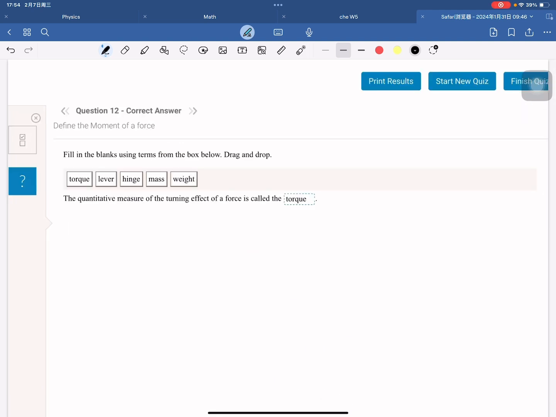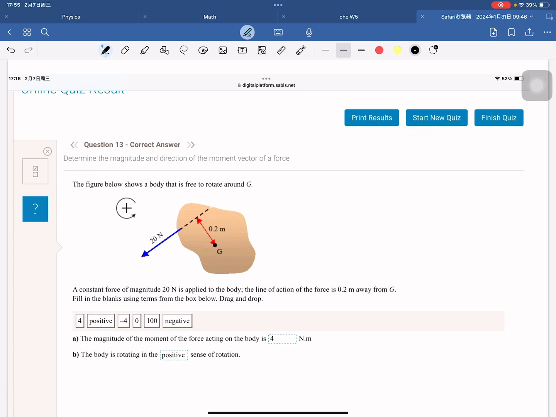Question 12. The quantitative measure of the turning effect of force. So this is the moment of the force. We can also say the torque. Question 13. The magnitude of moment of the force acting on a body. So M is equal to F times perpendicular distance. F is equal to 20. The perpendicular distance is 0.2. Then we can get the answer 4. The body is rotating in this way, so it's counterclockwise. It's positive.